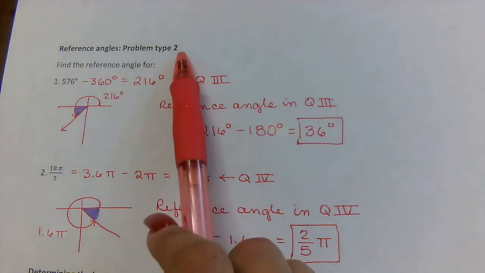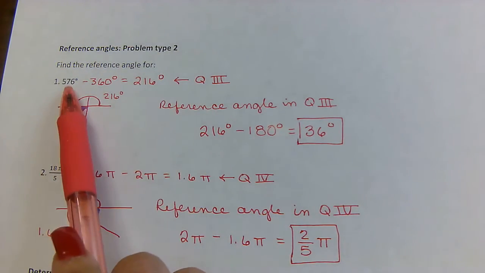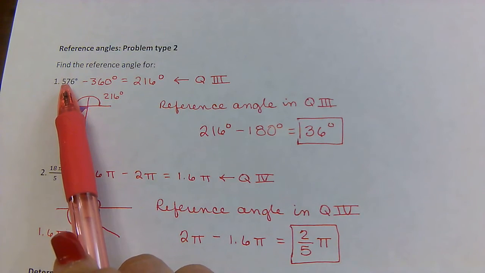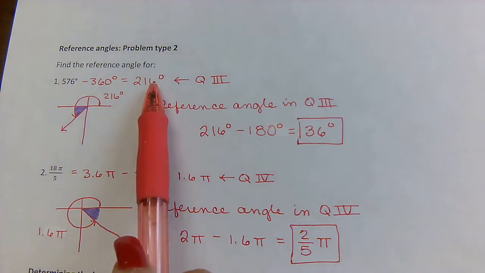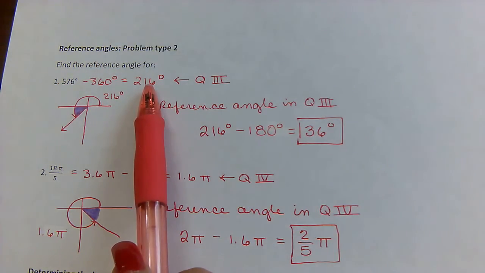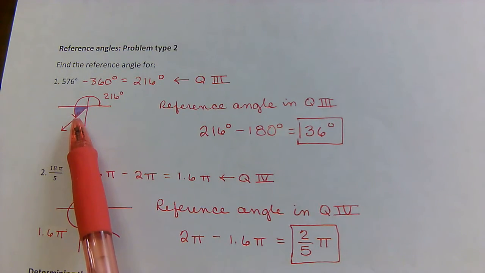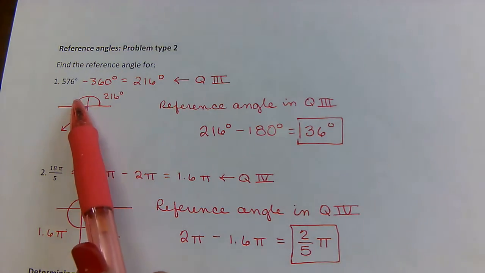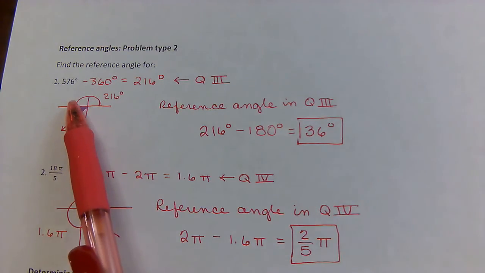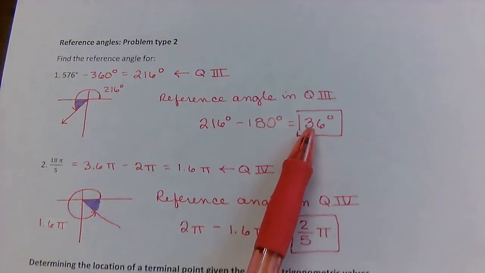Here we're given a type 2, also finding the reference angle. Notice that the angle you're first given is not in standard form. Convert it to standard form. Here we got 216 degrees. That happens to be in quadrant 3 as well. And then you're subtracting the 180, as with quadrants 1 and 2. So we get 36 degrees.